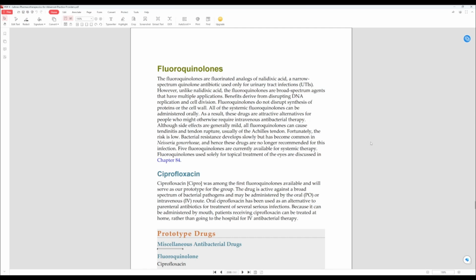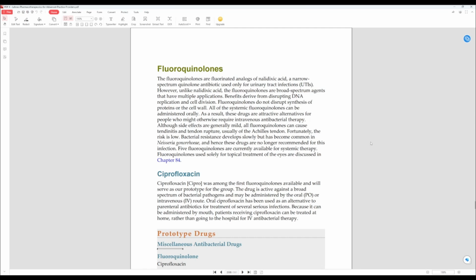All of the systemic fluoroquinolones can be administered orally. So as a result, these drugs are attractive alternatives for people who might otherwise require IV antibacterial therapy. Although side effects are generally mild, all fluoroquinolones can cause tendinitis and tendon rupture, usually of the Achilles tendon. Fortunately, the risk is considered low. Bacterial resistance develops slowly but has become common in Neisseria gonorrhea, and hence these drugs are no longer recommended for this infection.